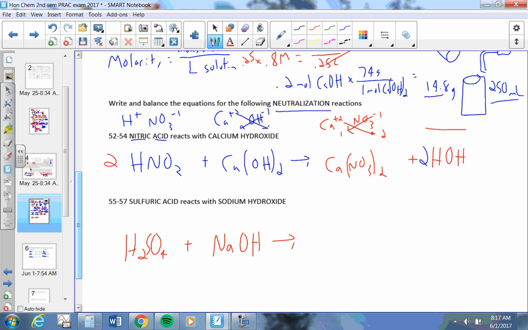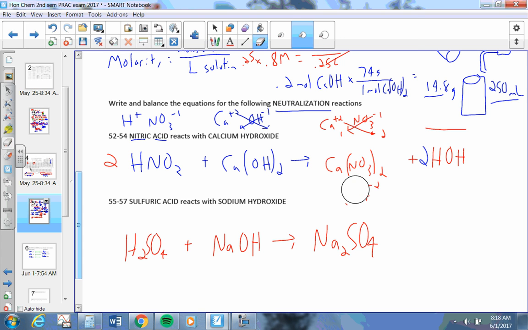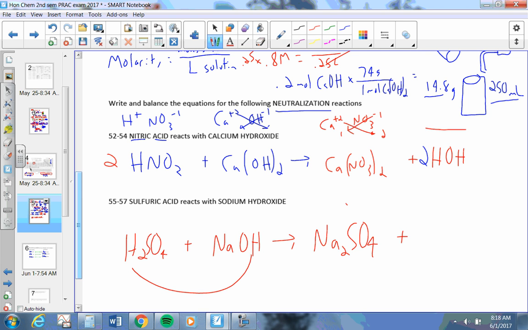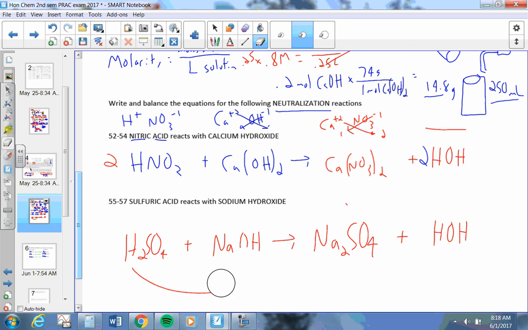Switch dance partners. Sodium gets to dance with the sulfate, but it's not a 1-to-1 ratio. Na is a +1. Sulfate is a -2. It's going to take 2 of those sodiums to get the job done. And now the water, the H's and the OH's get together. It's okay to write it as H's and OH's. It might help you balance it. This one I think will balance a little simpler. Well, actually, the last one was pretty simple too.